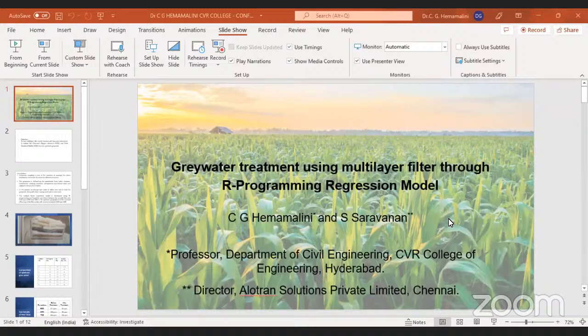I'm Dr. Hema Malini, a professor in the Department of Civil Engineering, CVR College of Engineering, which is in Hyderabad. So my study is the grey water treatment using the filter.